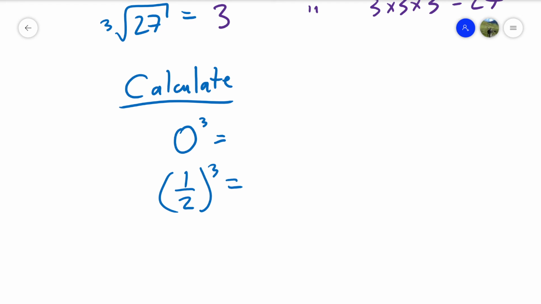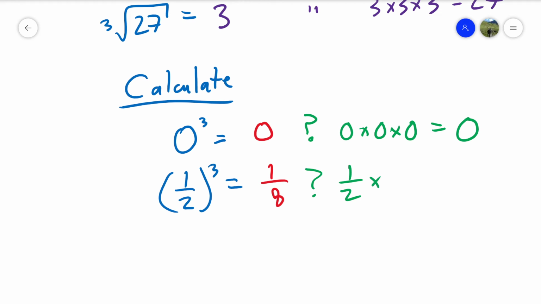Have a go in your own time, then I'll write the answers down, then I'll do a little bit of working. 0, 1/8. Why? Because 0 times 0 times 0 equals 0. Yep. Why? Because a half times a half is 1 times 1 is 1, 2 times 2 is 4. But then I have to times it by another half as well. So 1 times 1 is 1, is an eighth.